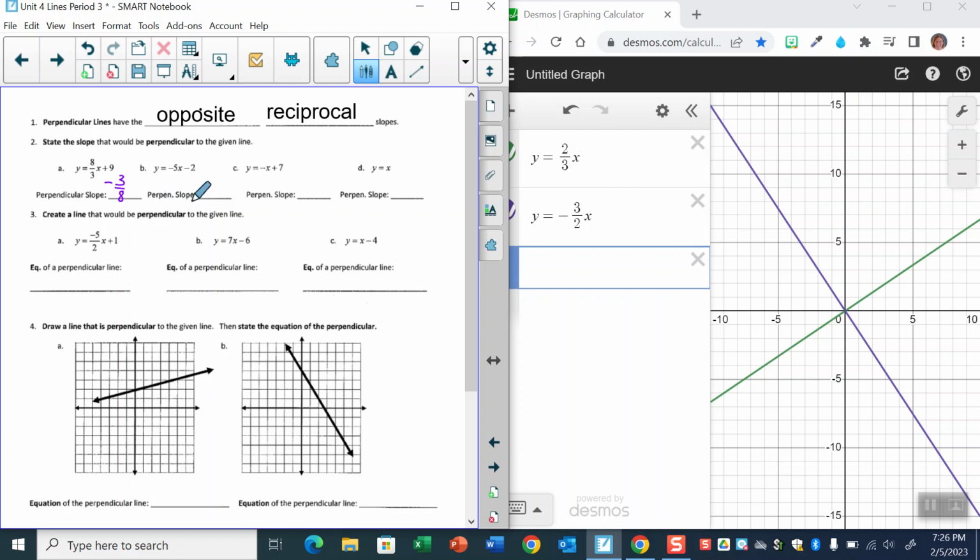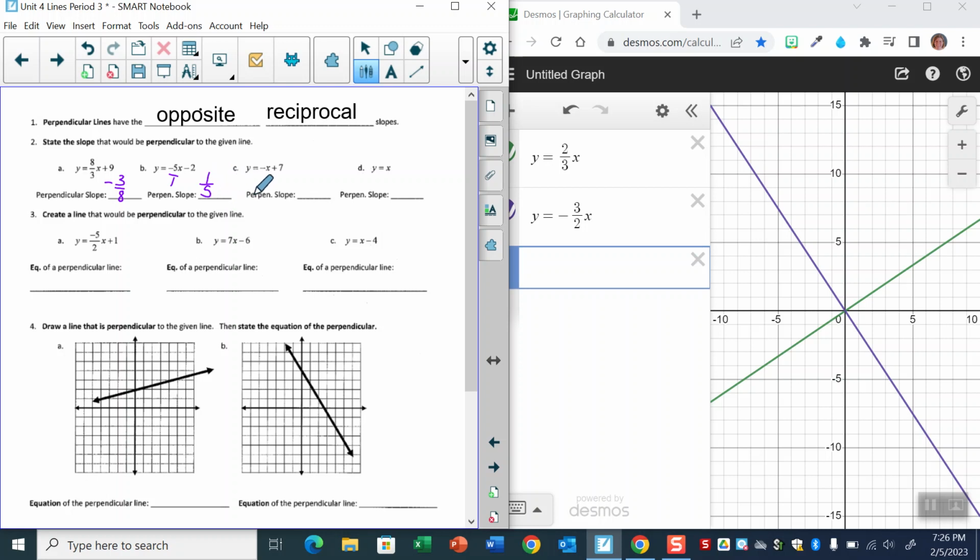Perpendicular slope. So now here I've got a negative, so I'm going to have a positive. I'm not going to put the plus because if there's no sign, it's positive. And then notice this is 5/1, right? So the reciprocal is going to be 1/5. You just flip it over.